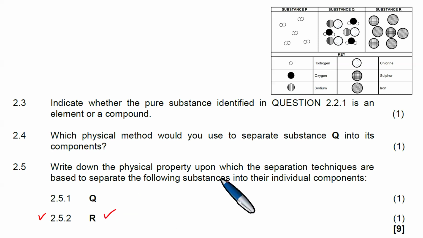So if you look at R, what is the physical property to separate R? Now, this one is iron and sulfur. What would you use to separate iron and sulfur? What physical property can you use there? To separate those, we use magnesium.